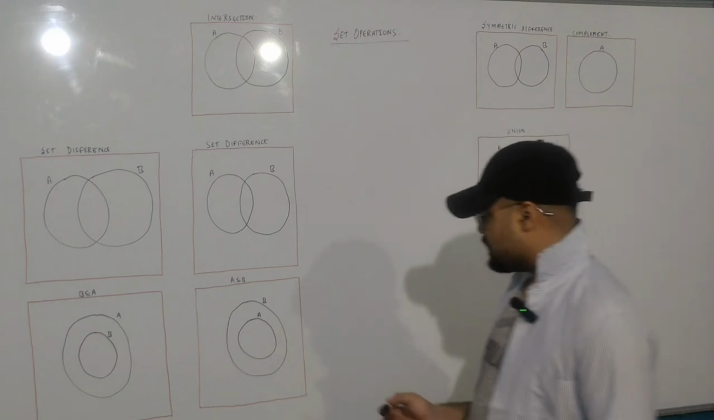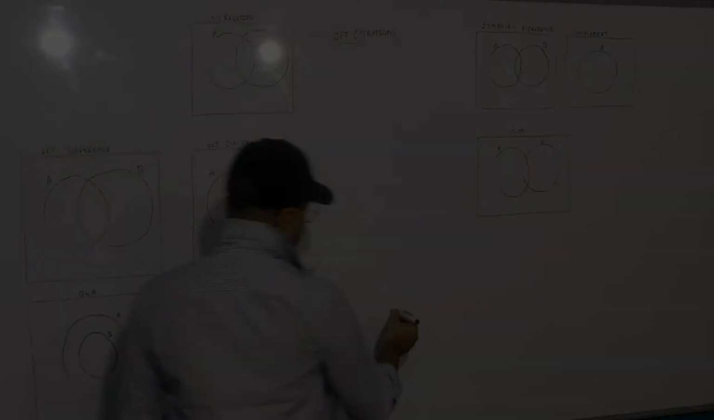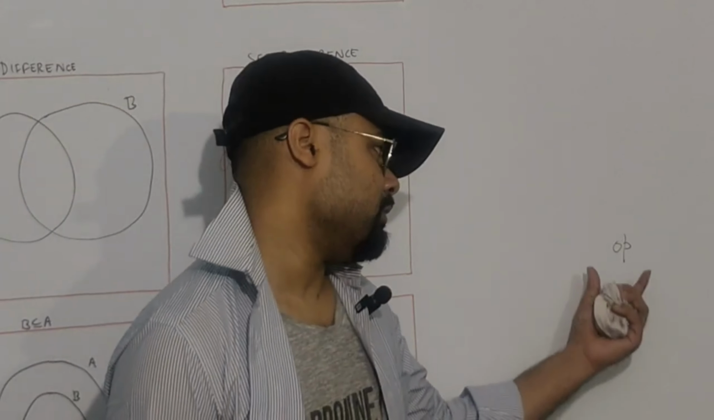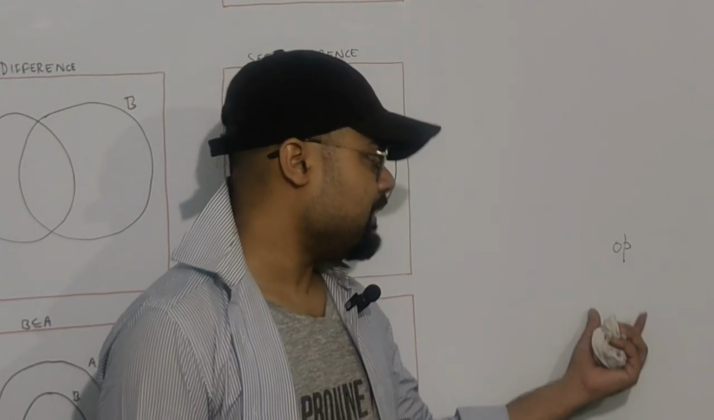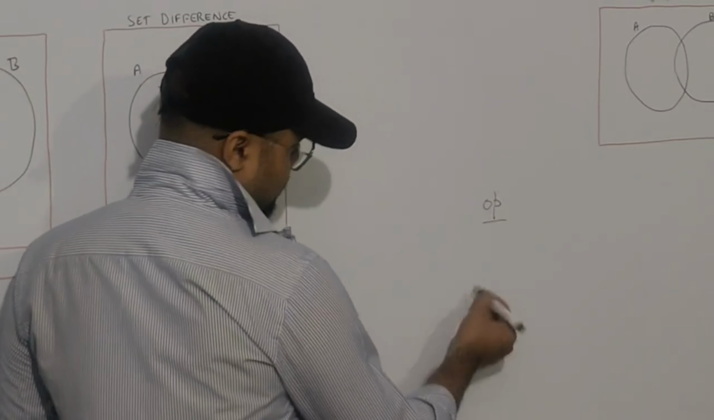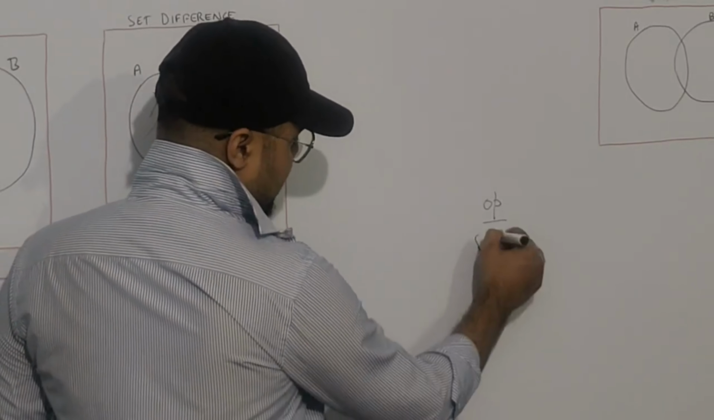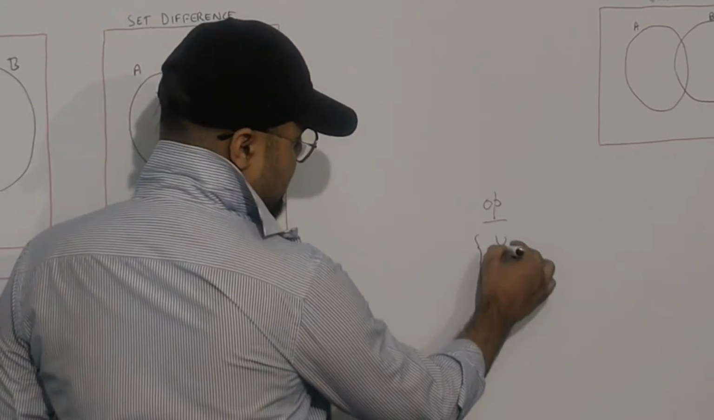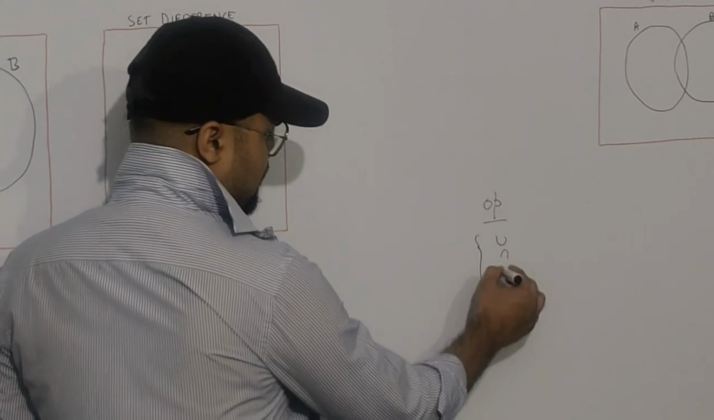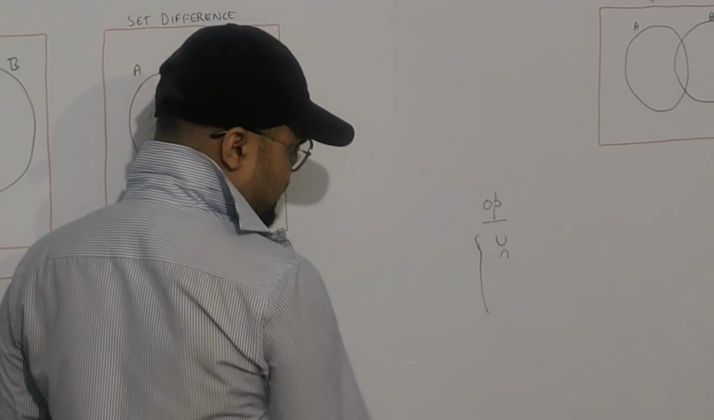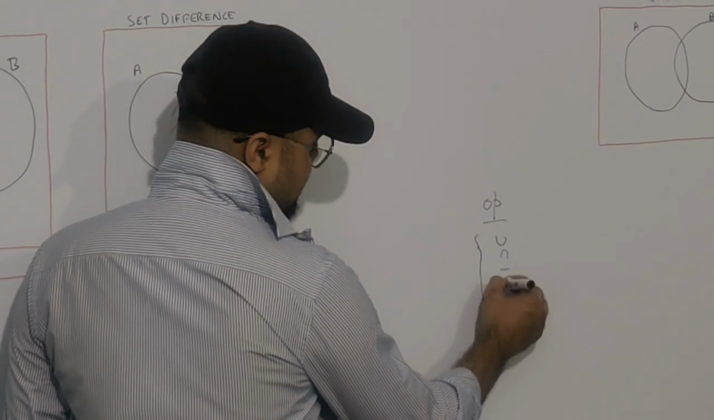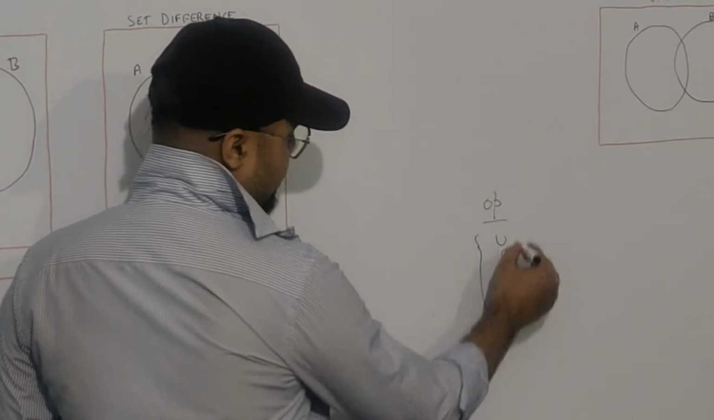So you can think of it in this manner. Op is your operator that can either be union or intersection or set difference or symmetric difference. This is the symbol for union. This is the symbol for intersection. This is the symbol for set difference. This is the symbol for symmetric difference.